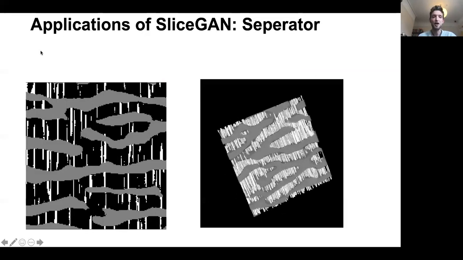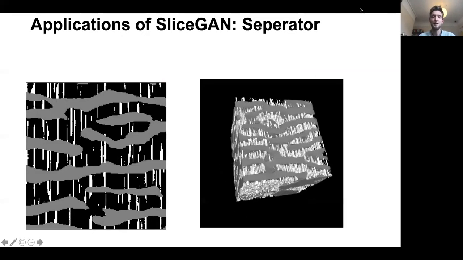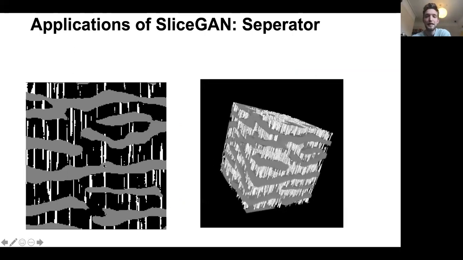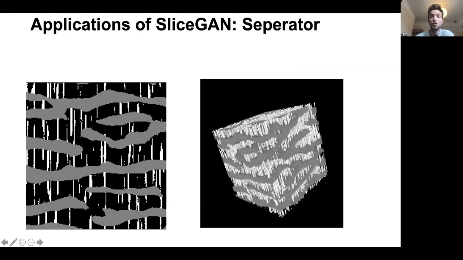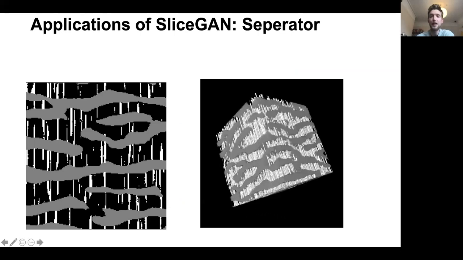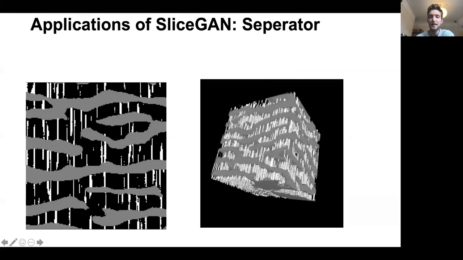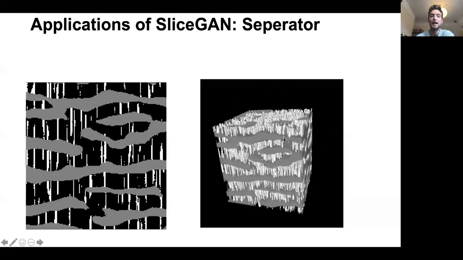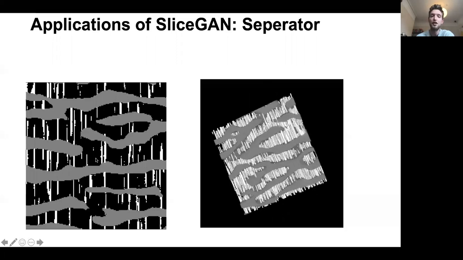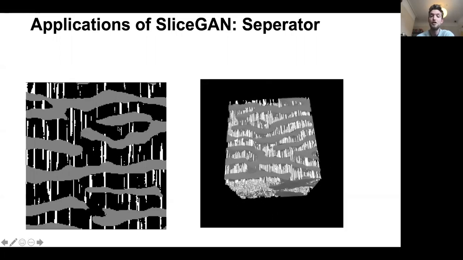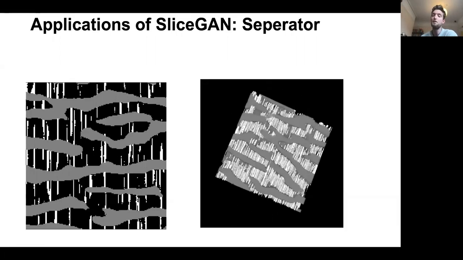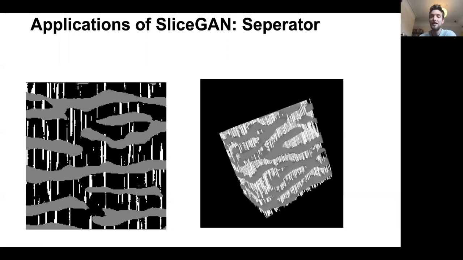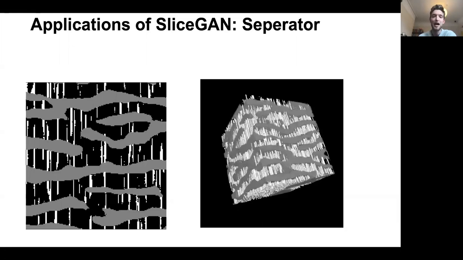So here are some examples of data sets that have come from this. This is a separator. It was originally a 3D data set, but I just took a 2D slice and trained my GAN on that. This is a synthetic 3D volume that I trained using just one 2D slice of separator material. The slice is actually larger than this, I've just zoomed in on it. You can see it looks pretty realistic, and I'm quite happy with these results.